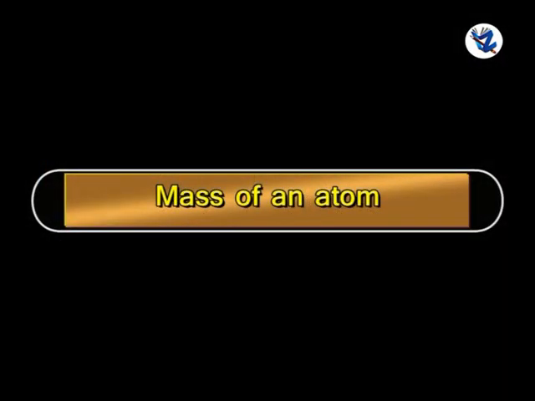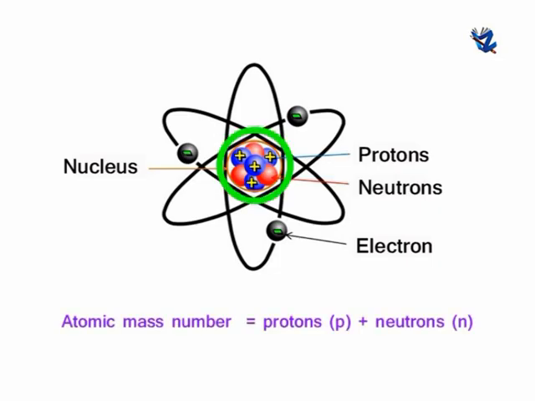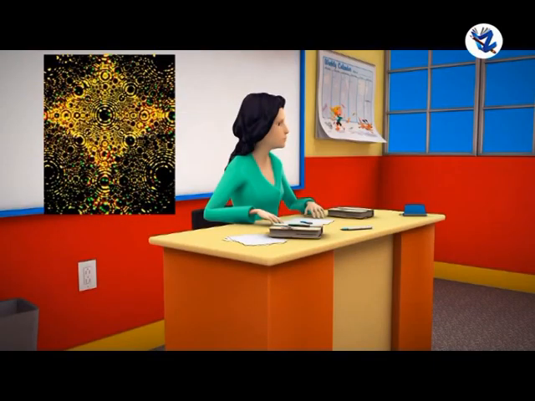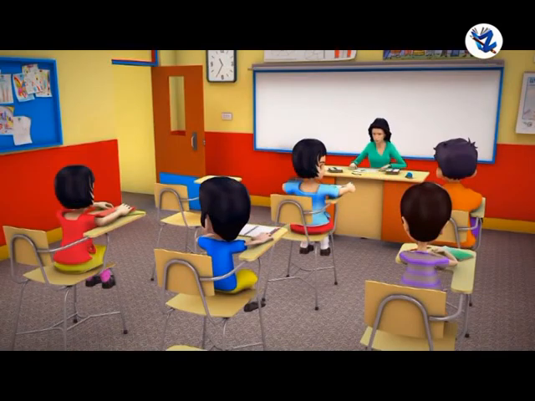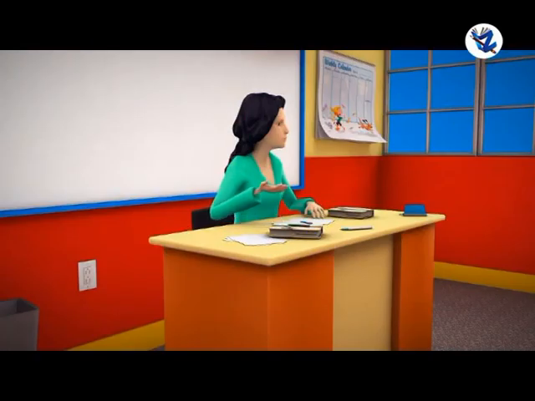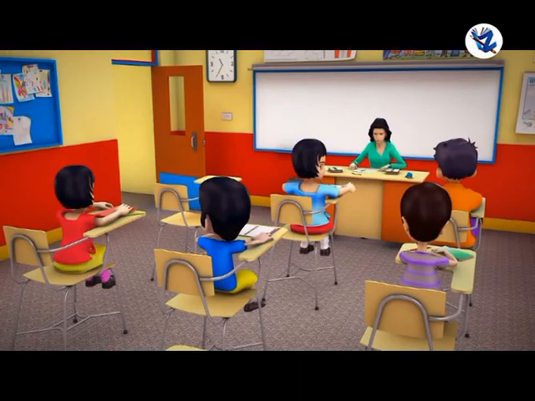Then the mass of an atom. The mass of an atom is concentrated in its nucleus and it is due to the protons P and neutrons N. The number P plus N in the atomic nucleus is the atomic mass number. And protons and neutrons are together called nucleons. An atom is very, very tiny. Then how do we determine its mass? It was not possible for scientists of the 19th century to measure atomic mass accurately. Therefore, the concept of relative mass of an atom was put forth.